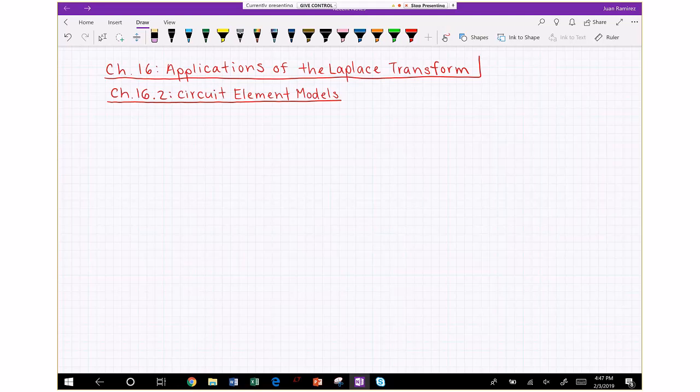Now we're going to get into a new chapter of the Fundamentals of Electric Circuits book, where we look at applications of the Laplace transform for circuit analysis. That's chapter 16 of that book. We'll start by looking at the first section, chapter 16.2, on how we could actually represent circuit elements in the S domain or the Laplace domain.